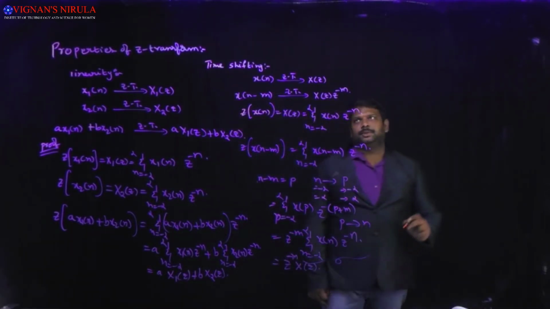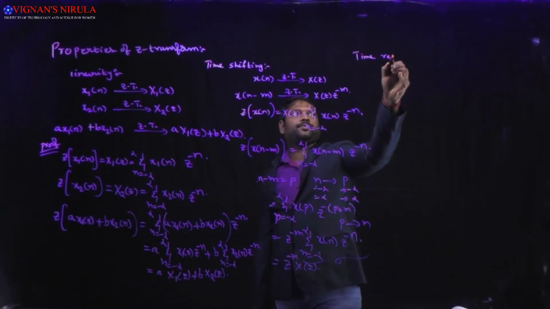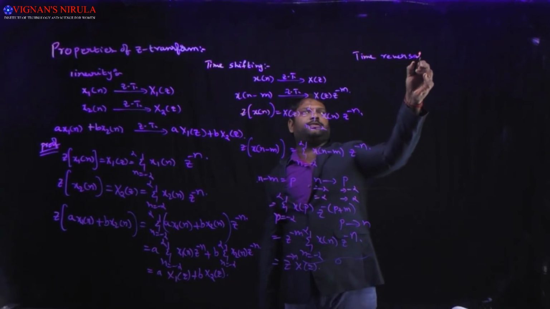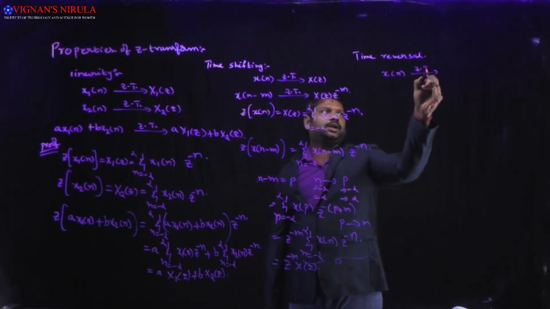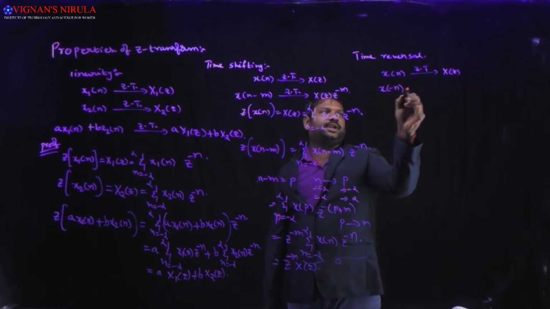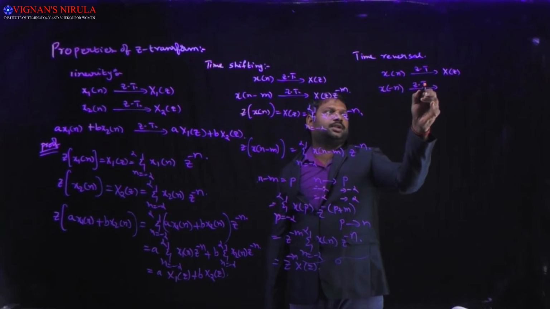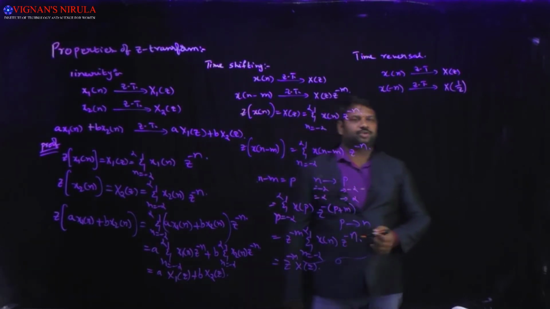Similarly, the time reversal property. In the time reversal property, x of n whose Z transform is x of z, after time reversal, x of minus n has the Z transform x of 1 by z. It is x of 1 by z.